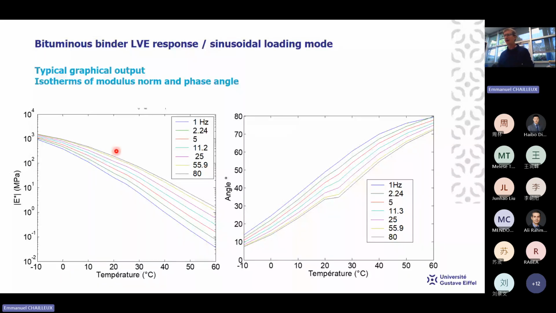Concerning the frequency, the higher the frequency, the higher the modulus. It's the inverse for the phase angle. Here we have the frequency at 1 Hz and here at 80 Hz. So it is also frequency dependent, or time dependent. The higher the frequency, the lower the phase angle. We are approaching an elastic state when we increase the frequency. So here we have the viscoelastic measurement without any treatment.